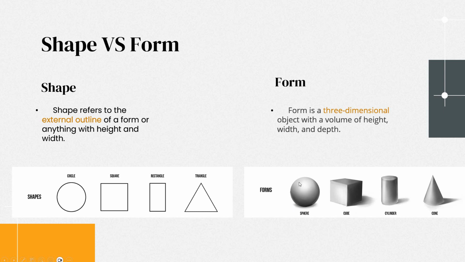We can see that the presence of light and shadow creates a spherical shape. Also, this is a cube, cylinder, and cone. So these are all examples of form. So shapes are 2D shapes, forms are 3D shapes. Shape is the external outline of any surface, while form has the presence of height, width, and depth. Okay, we can see also the shade and shadow here that creates the form of the shape.